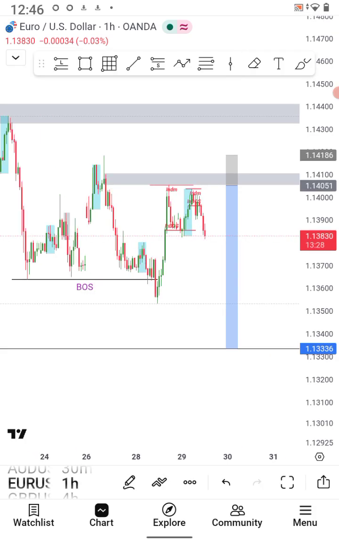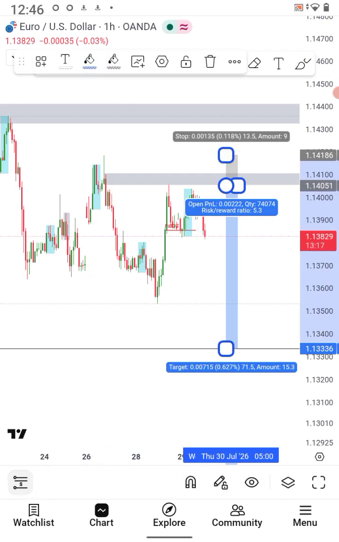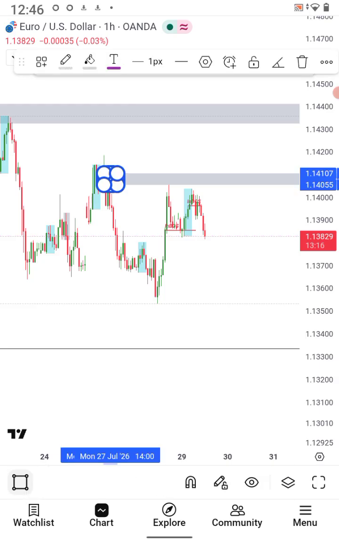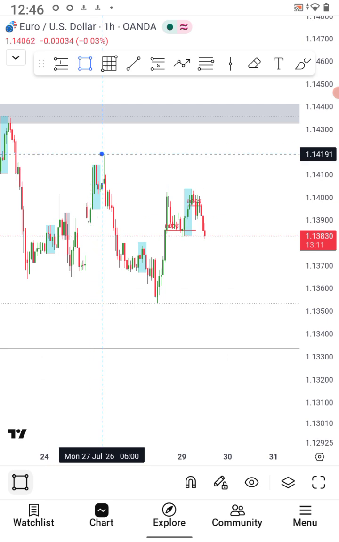Maybe I should delete all these things and show you. Okay, let me delete everything. So I'll show you how I came about the trade. Now, does it mean that this trade cannot be a loss? No, it doesn't mean that. Are you seeing it now?